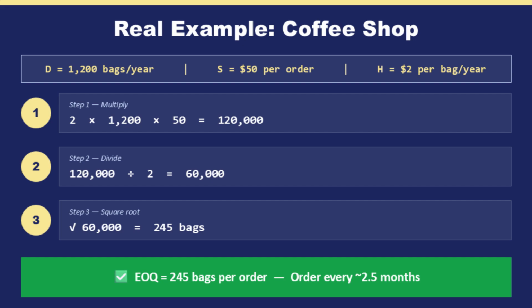Step-by-step calculation. Step 1. 2 times 1,200 times 50 equals 120,000. Step 2. 120,000 divided by 2 equals 60,000. Step 3. Square root of 60,000 equals 245 bags, approximately. EOQ equals 245 bags per order. So the optimal order quantity for our coffee shop is 245 bags. Instead of ordering 1,200 bags once a year or 100 bags every month, we order 245 bags roughly every 2.5 months. That's our sweet spot.